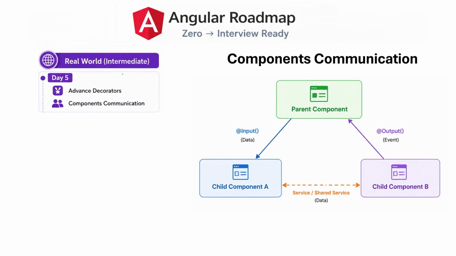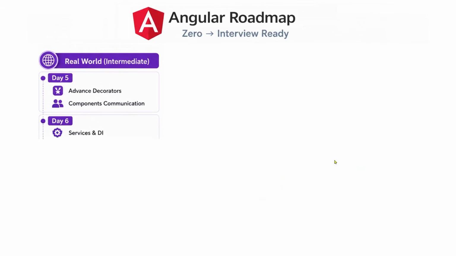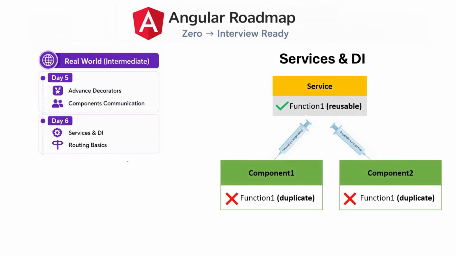Next in the roadmap, we move into real-world Angular concepts, the concepts used frequently in Angular projects. First, on day 5, learn Angular advanced decorators and component communication. This will help you understand how components interact with each other inside the Angular project. Then, on day 6, learn services, dependency injection, and routing basics. These topics are heavily used in real Angular projects.